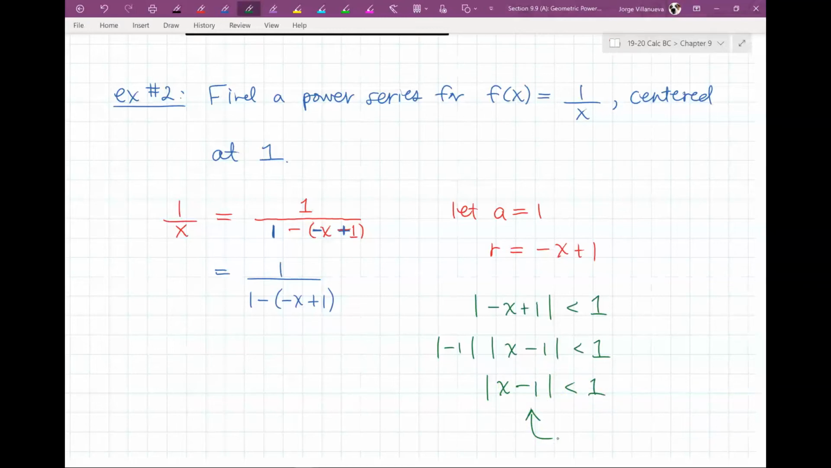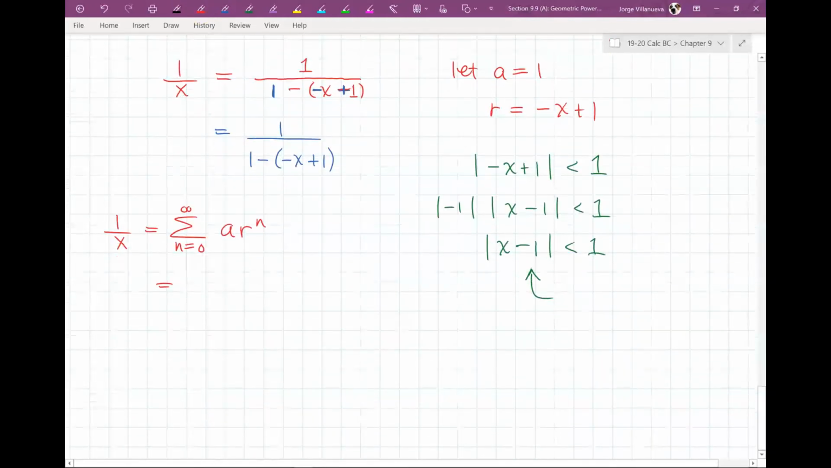Right? So we have done it right, even though it doesn't look like we did it right, but if I simplify it, it's correct. Okay, it is centered at 1. Now let's go ahead and finish up this problem here. 1 over x is the same as the sum as n goes from 0 to infinity of a r to the n. Again, I'm just writing that for reference. A is 1. And r is negative x plus 1 to the n.